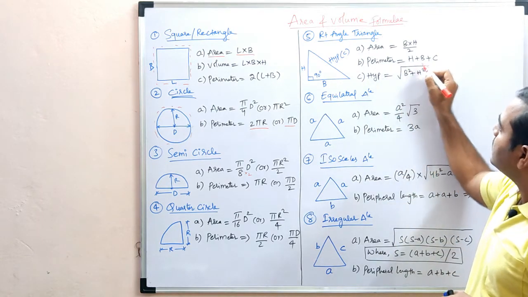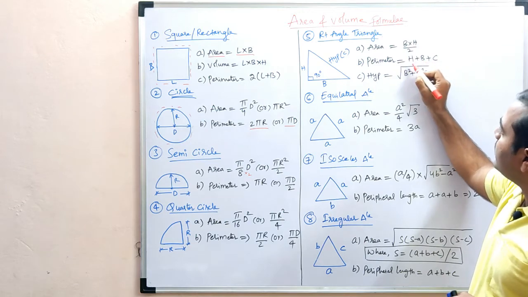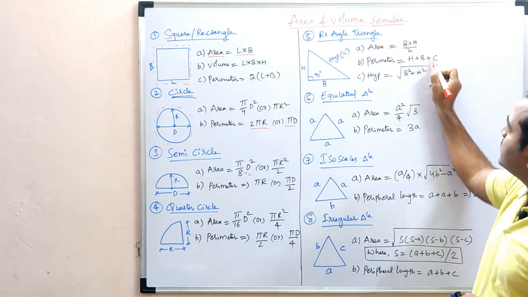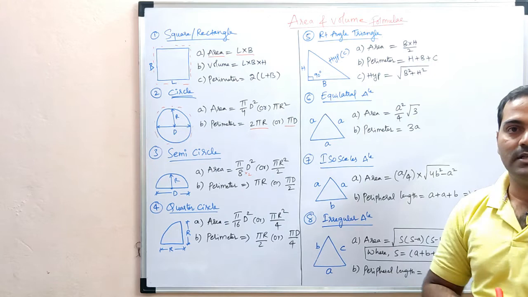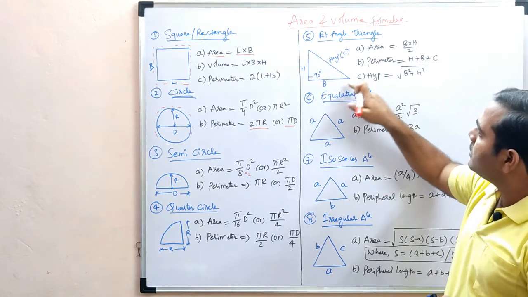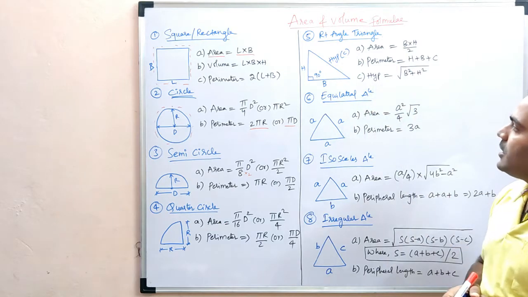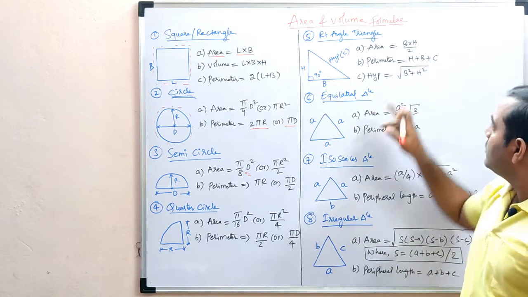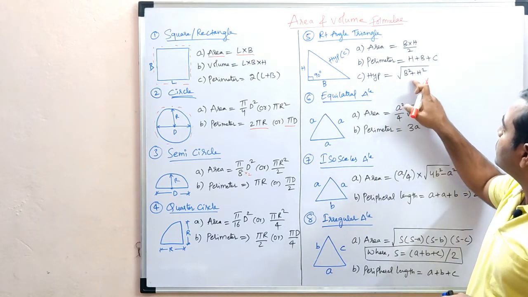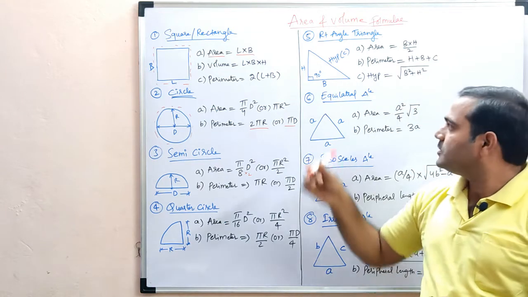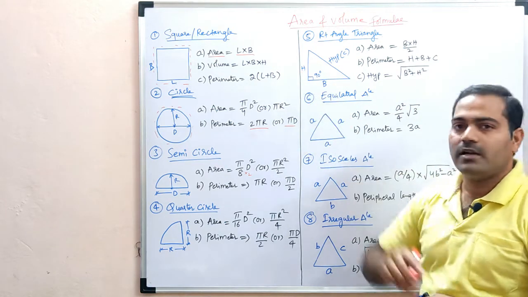Next, perimeter is h plus b plus c, that means height plus base plus c, where c is nothing but the hypotenuse here. If we add this one, this one, and this one, we will get the perimeter. To calculate the hypotenuse, the formula is root over b square plus h square, that is nothing but base square plus h square under root.